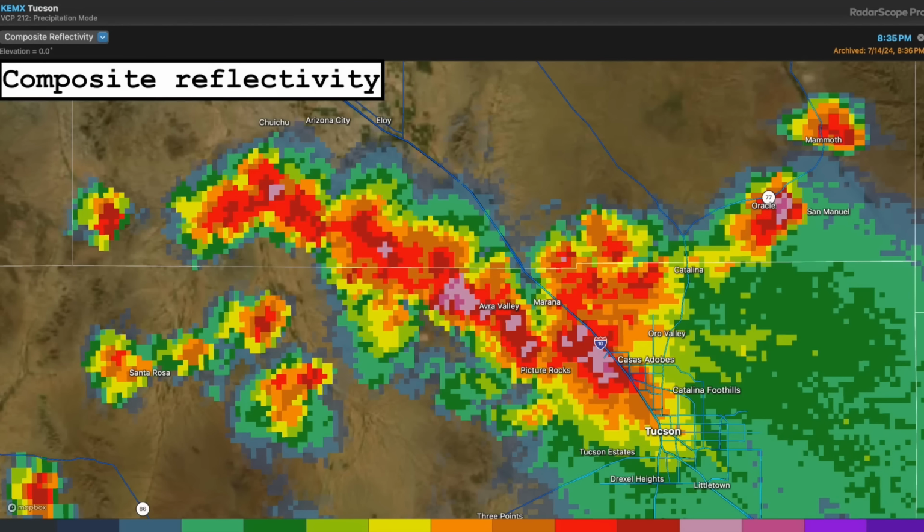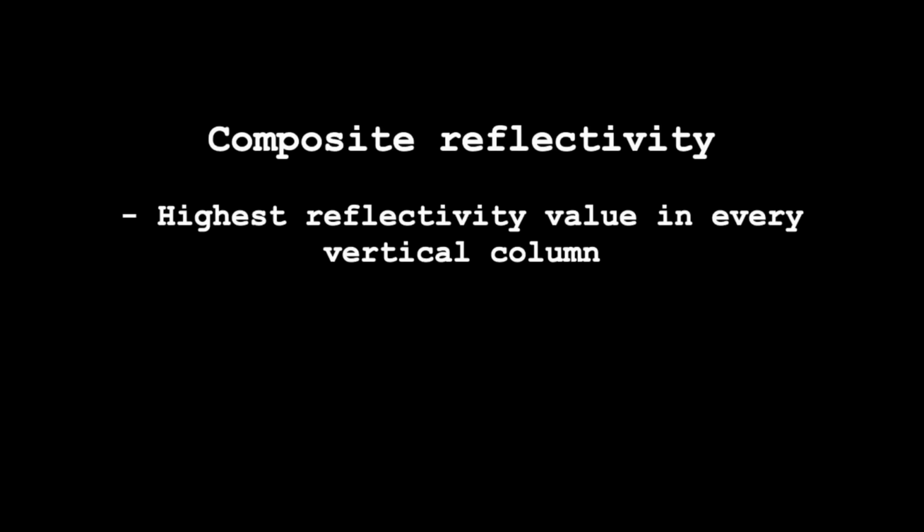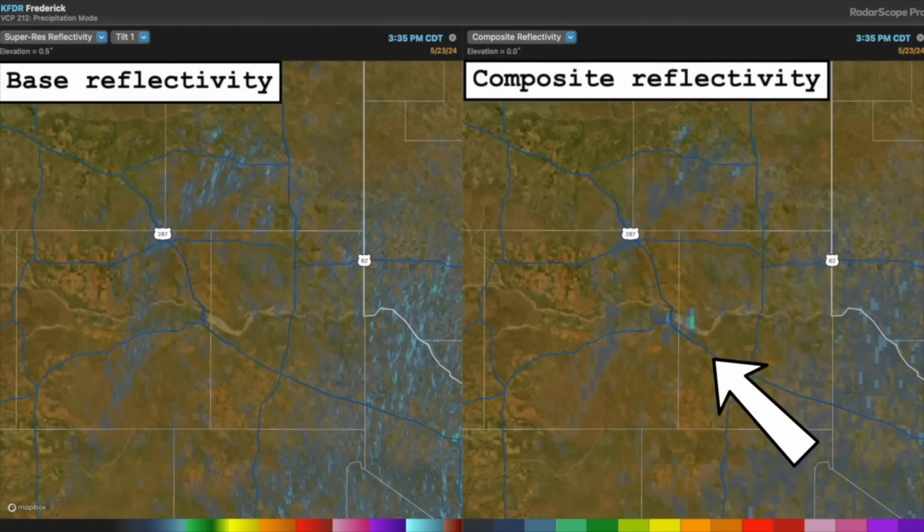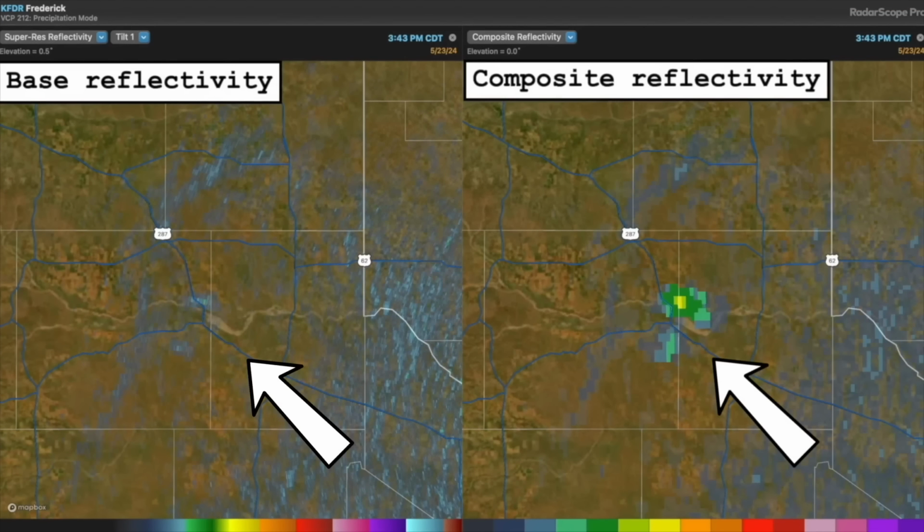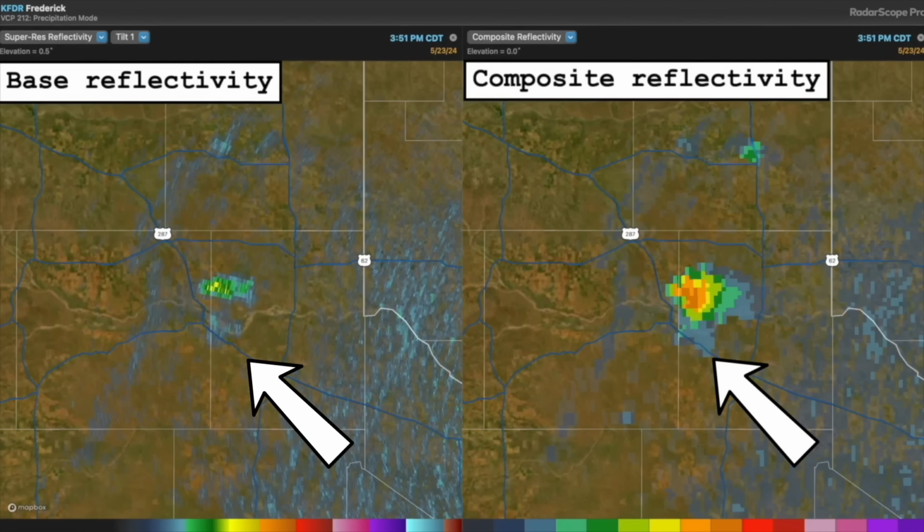Let's start off with perhaps the simplest derived product, which is composite reflectivity. Composite reflectivity displays the highest reflectivity value within every vertical column of bins or pixels, regardless at which elevation angle it occurs. It can work well when monitoring for storm initiation, as precipitation droplets or ice crystals can initially develop at a much higher elevation angle than the lowest tilt. In this case, the composite reflectivity product may show robust returns well before the base reflectivity product shows anything at all.